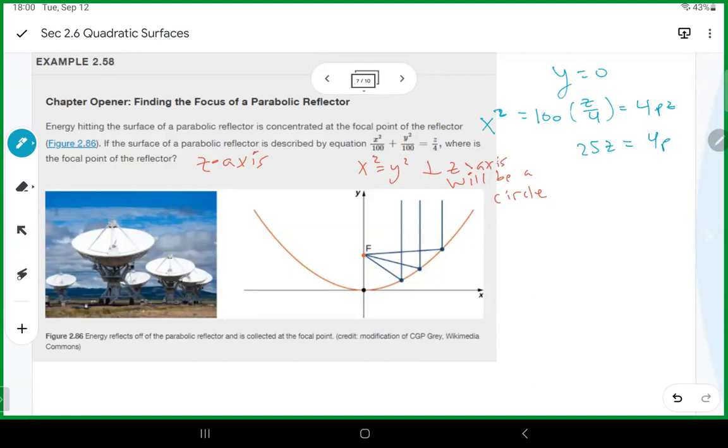Okay. So p is going to be equal to 6.25 meters. So then that gives us the focal point at 0, 0, 6.25.